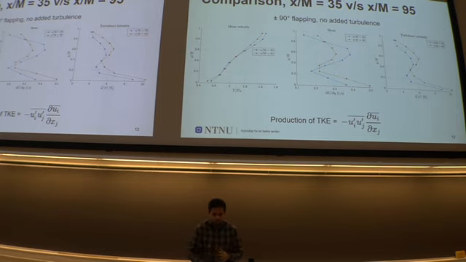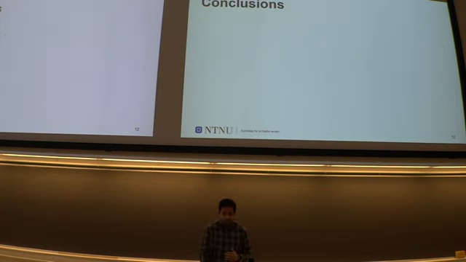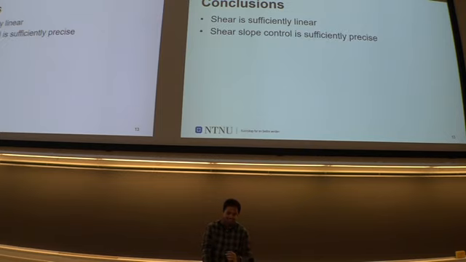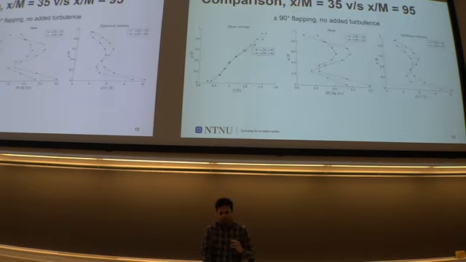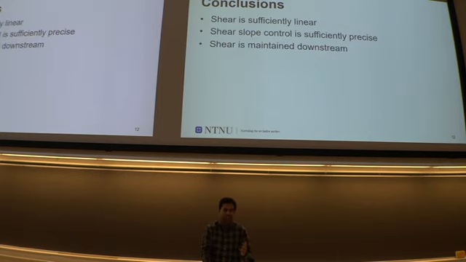So that's all the results I had. And the conclusions are that the shear is sufficiently linear for all the cases. I haven't shown you all of the data, but it's there. The shear slope control is sufficiently precise. I can control how much shear there is by just changing the flapping angle, which you saw in the plot where I showed you. And the shear is maintained downstream, though it is a little less. I could even argue it's more linear downstream than upstream, but it's at least maintained.